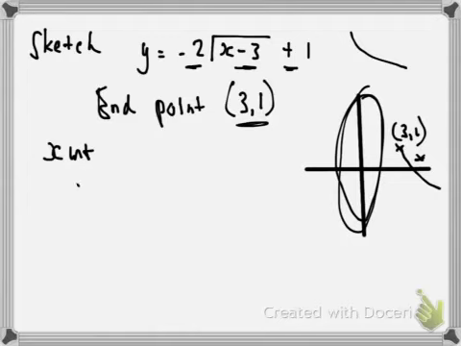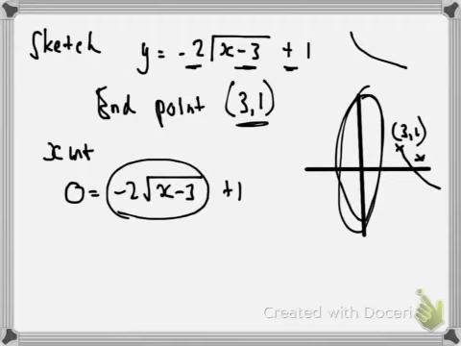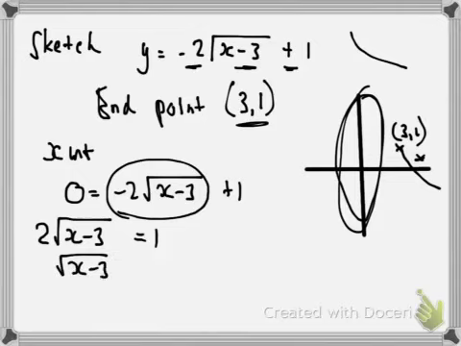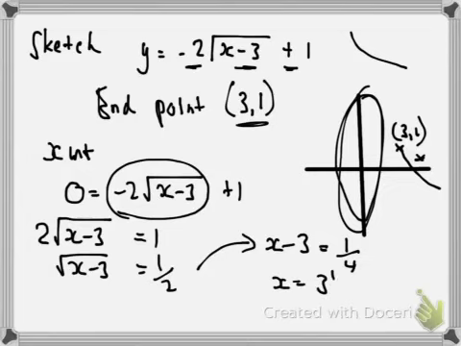We make y equals 0. So 0 equals negative 2 square root of x minus 3, plus 1. Good idea here to take all of this over to the other side. So positive 2 square root of x minus 3 equals 1. Then I can divide through by 2. The square root of x minus 3 equals a half. From there I can square both sides. So x minus 3 equals a half squared, which is a quarter. So x will equal a quarter plus 3, which is 3 1/4.